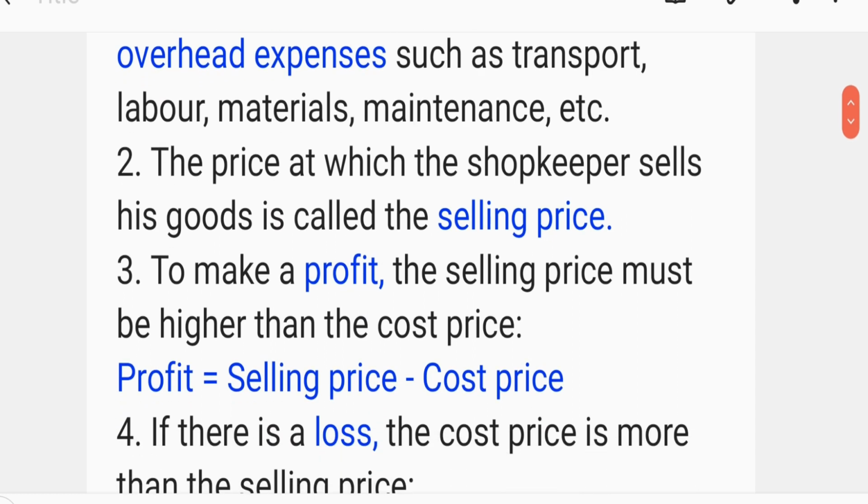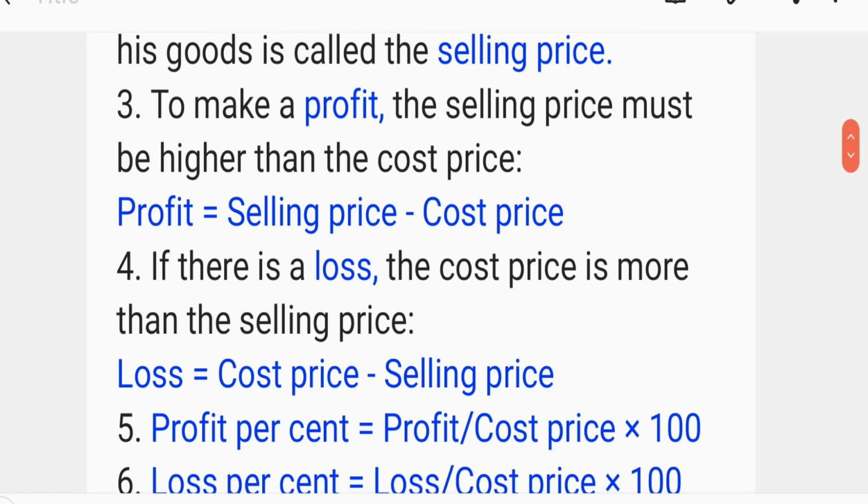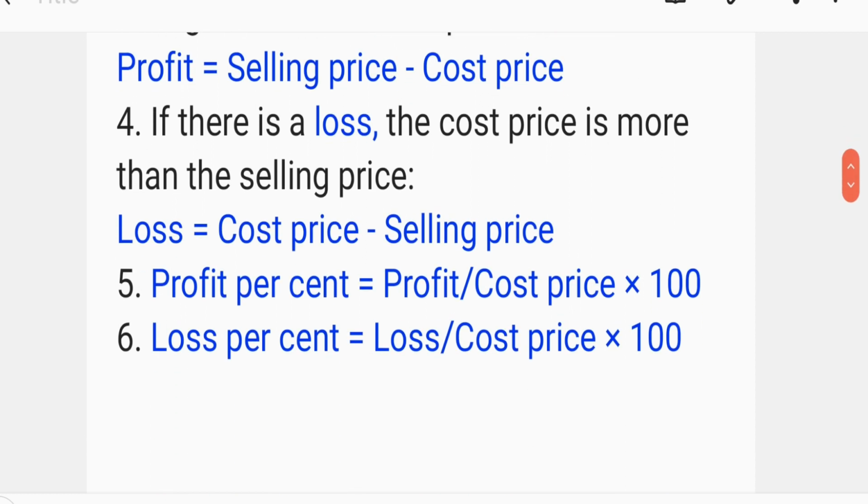Then the price at which the shopkeeper sells his goods is called the selling price. To make a profit, the selling price must be higher than the cost price. That is, profit is equal to selling price minus cost price. If there is a loss, the cost price is more than the selling price. That means loss is equal to cost price minus selling price.